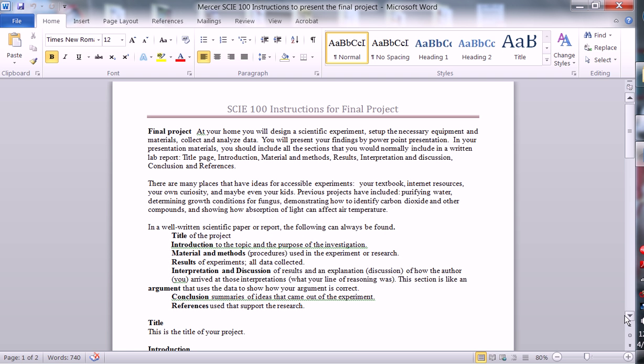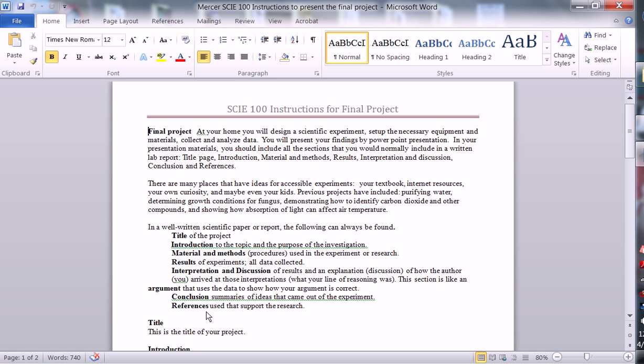When we write a scientific document, it has some parts: a title, introduction, materials and method, results, interpretation and discussion, conclusion and references. These are the different components of your scientific document. Whether you're writing a research paper or a scientific report, you write under these headings.